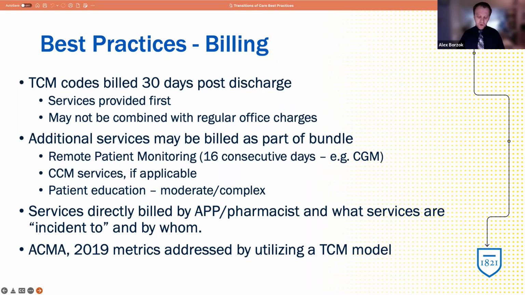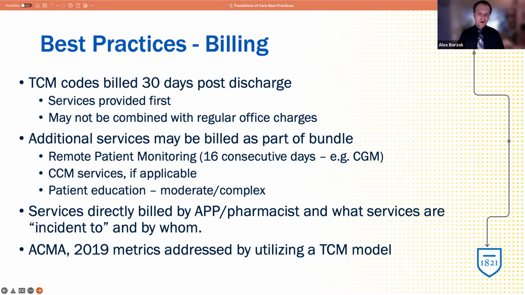And then the last point that we need to talk about is that ugly stepchild, or the elephant in the corner of the room, and that is billing. Nobody likes to talk about money in medicine. However, in order for you to continue to have a practice, you need to address the financial end of things as well. So there are a few things that you need to consider with transitions of care.